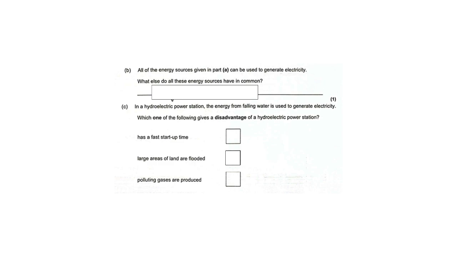In a hydroelectric power station, the energy from falling water is used to generate electricity. Which one of the following gives a disadvantage of a hydroelectric power station? To build a hydroelectric power station, you need to create a dam to trap water in a lake and then open some sort of channel in the dam that's going to make the turbine turn. The disadvantage is that it's going to flood large areas of land. So that's the correct answer.